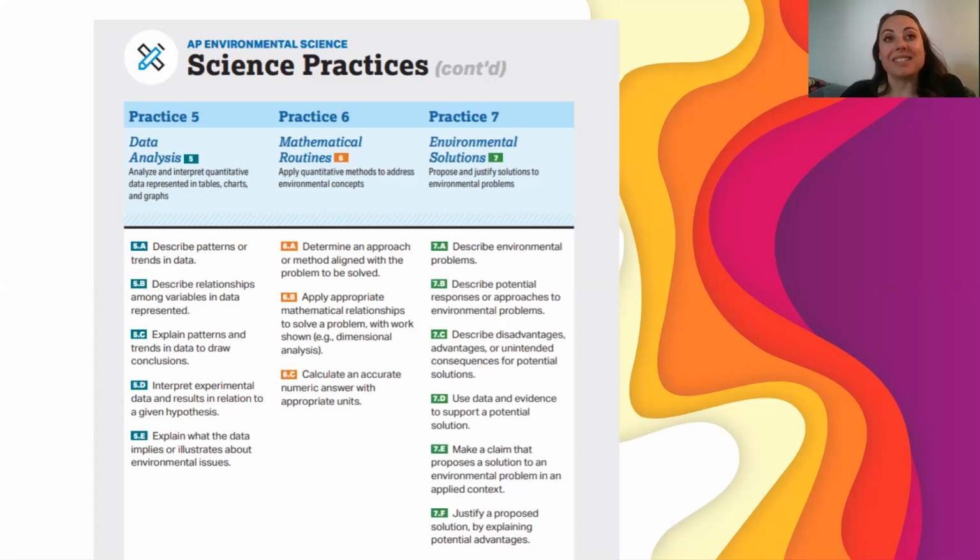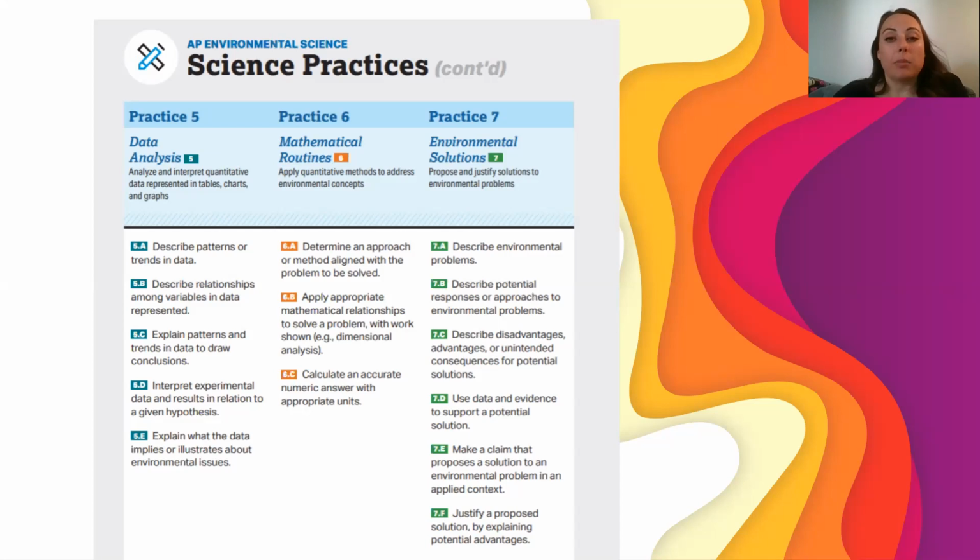Moving on, Science Practice 6 is mathematical routines. This could appear if there is an FRQ number 3 on your exam, although that's not the case in 2020. It will appear in all of the other exams as well as in multiple choice portions of your exam as well. Remember that there is a calculator allowed on the AP environmental exam, but if you don't know how to set up the problem, the calculator doesn't really do you a lot of good. And so we want to ensure that we're setting up problems accurately, that we're utilizing units, making sure that those units cancel, and we're calculating an accurate number and providing units in our answer.